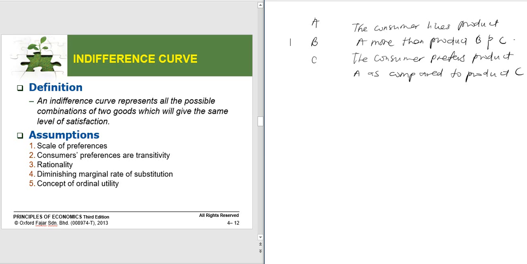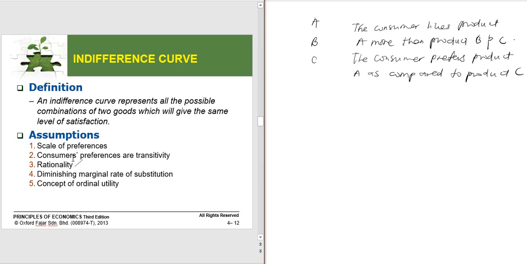Okay, and then the third assumption is the consumer must be rational. Rational here means the consumer is behaving normally, meaning the consumer wants to maximize his satisfaction from consuming the different types of products. So a normal consumer always wants to maximize his satisfaction. So that is a rational consumer.